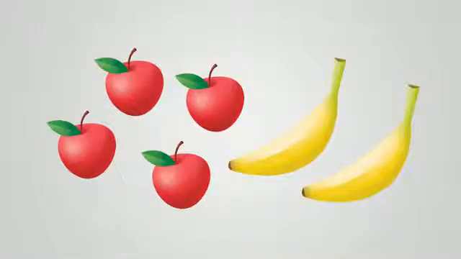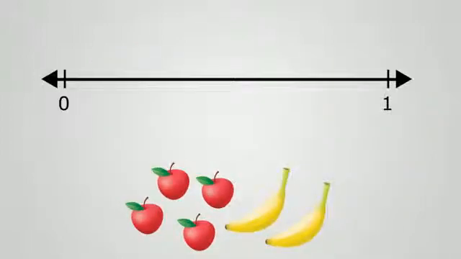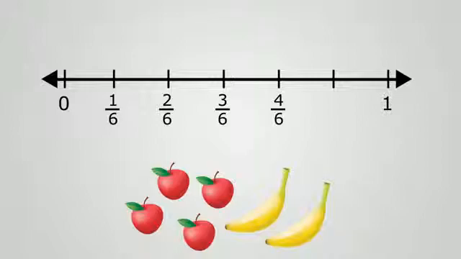Suppose that you had a bowl of fruit that contained 4 apples and 2 bananas. What fraction of the total number of pieces of fruit are the apples, the bananas? You can find out by drawing a number line. There are 6 pieces of fruit. Divide the number line into 6 equal parts. Label the points on the number line.